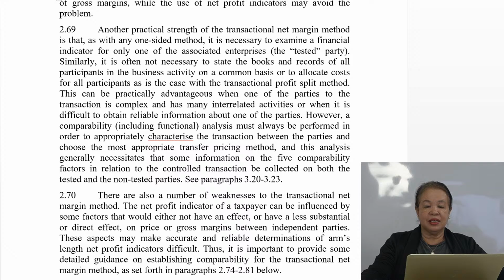because in profit split, you allocate the profit. That's why all contributions of the members of the group, you need to look at. So this can be practically advantageous when one of the parties to the transaction is complex and has many interrelated activities. So that makes your analysis also complicated.